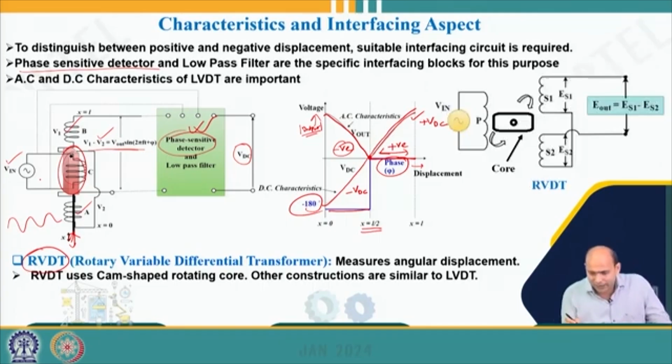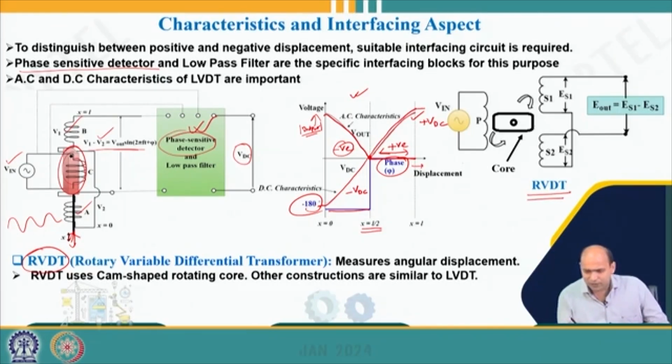One small point over here, in this case of this DC-AC characteristics, beyond this range you can consider the characteristic is kind of saturating, right? That is because of the magnetic saturation, and also we have the maximum range between 0 to L, right? Okay, just coming back to this RVDT.